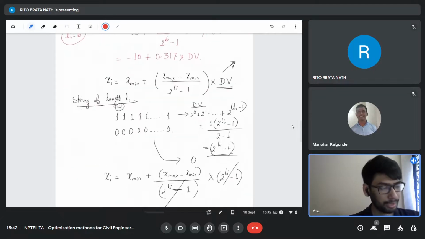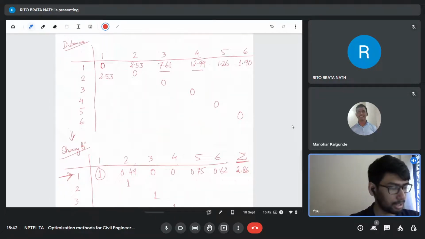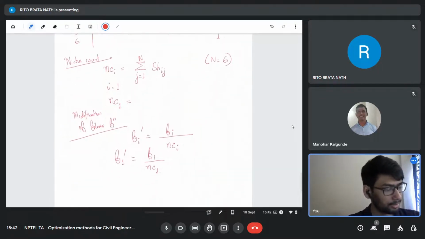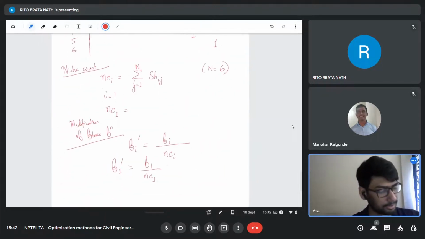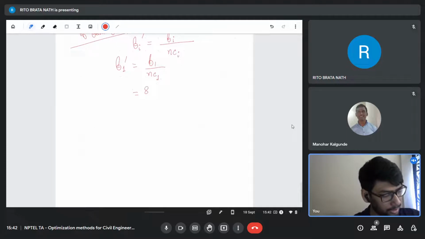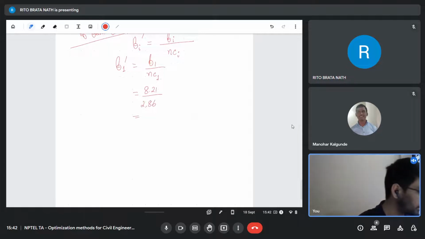So that was my fitness function value, which is kind of high in that case. Now you will be dividing it by 2.86, so this is 8.21 divided by 2.86. This will be your modified fitness function value for that first solution point, which if you calculate, you will get as 2.87.